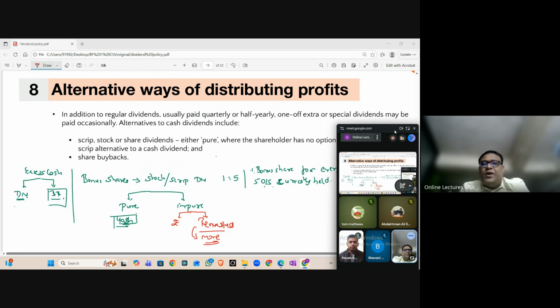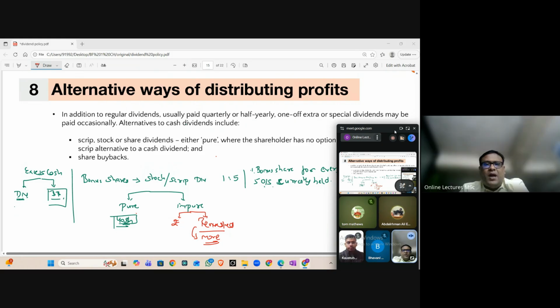But in impure, a choice is given. Originally the offer is of cash, but a choice is given that you can choose not to take the cash out. Instead of giving you the cash, the company will retain that cash. It is as good as you reinvesting that cash back into the company and taking more shares from us. The rate will be fixed. Guys, are we clear? So pure and impure can be categorically understood. Pure, there is no choice. Impure, there is a choice. The choice is between money and stocks. Guys, are we clear? Yes.